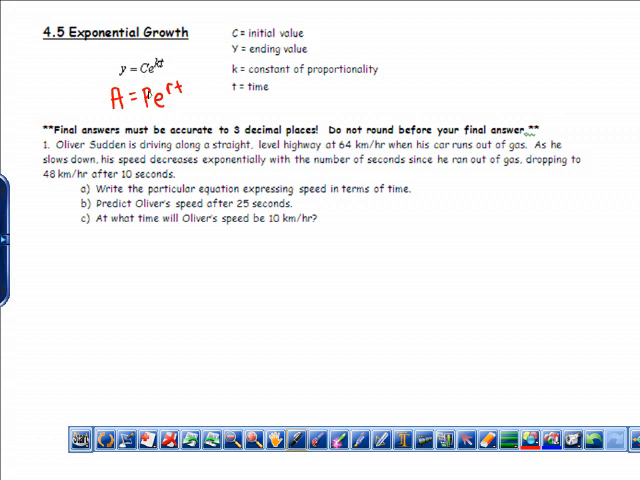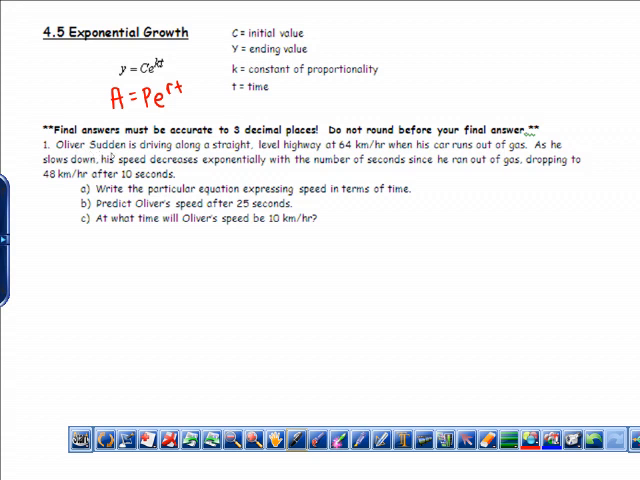We used to have P, which is our principal value. Now we have C, which is the initial value, and then y and A are both our ending or current value. Note this bolded statement here: final answers must be accurate to 3 decimal places. Do not round before your final answer. So we're going to have to do some storing or using of the answer.